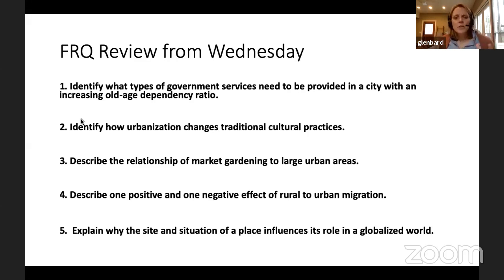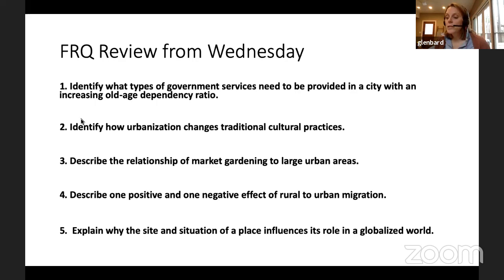For some reason, we do a little better with explain than describe with my students. Explain why the site and situation of a place influences its role in a globalized world. I know that Ms. Lindsley really hit site and situation pretty hard yesterday. Think of this idea of using because.